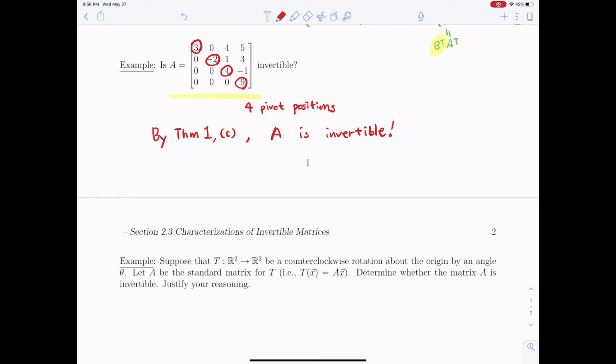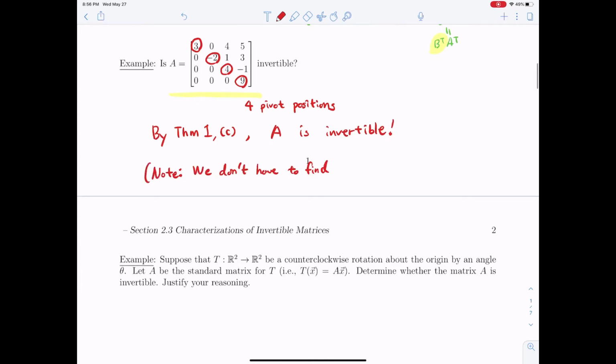So here, you want to note that we don't need to find the inverse matrix of A to verify whether the given matrix A is invertible or not.